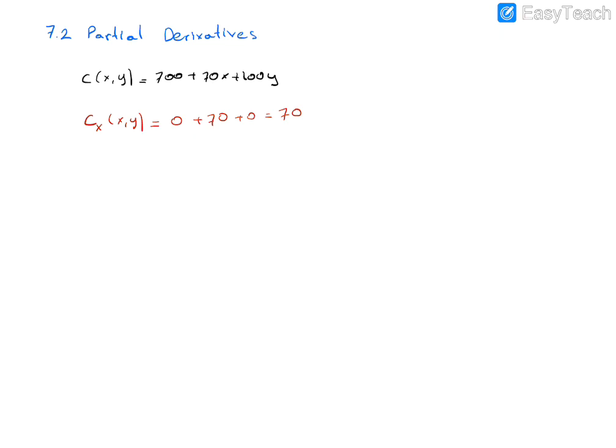And similarly, we can differentiate with respect to y by holding x fixed. We denote it by c sub y of x, y. The derivative of 700 is 0. The derivative of 70x is 0 because x is constant. So the derivative of 100y is 100. So this is 100. Each of these functions is called a partial derivative. And in this example, each represents the marginal cost.